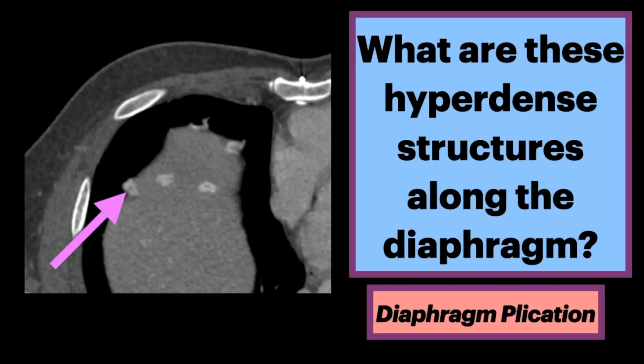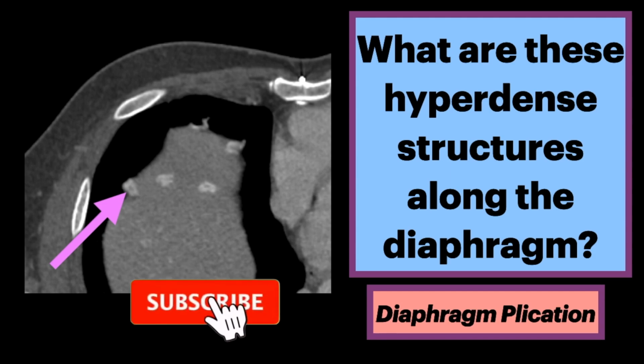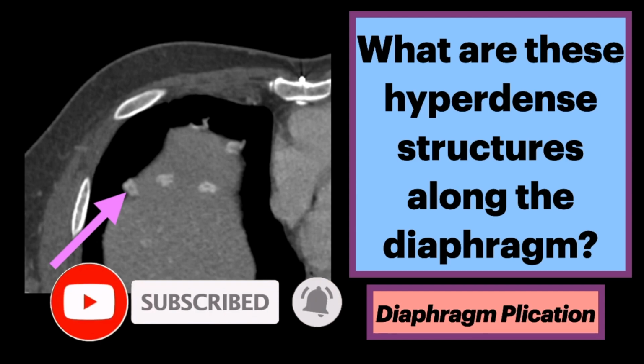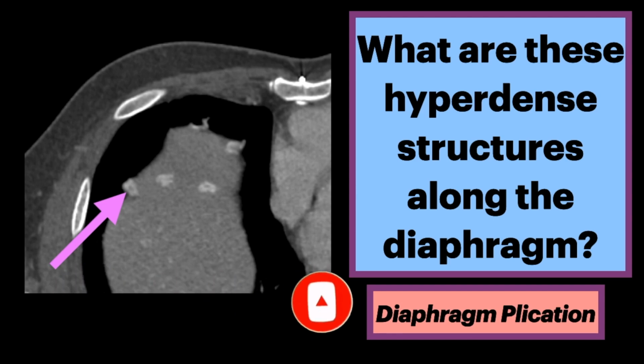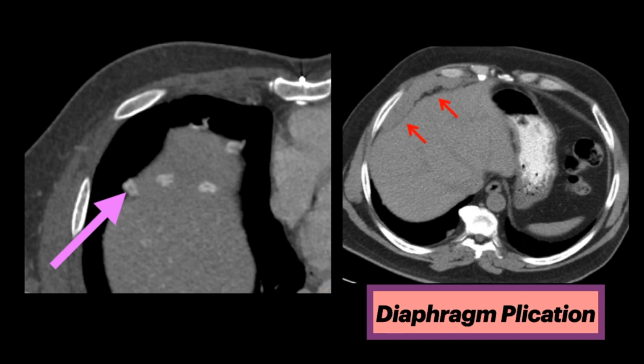The answer is diaphragm plication. This patient had history of prior thymic cancer with pleural deposits requiring resection and a diaphragm plication. This pre-op CT shows pleural metastases in the anterior costophrenic recess in this patient with invasive thymoma.